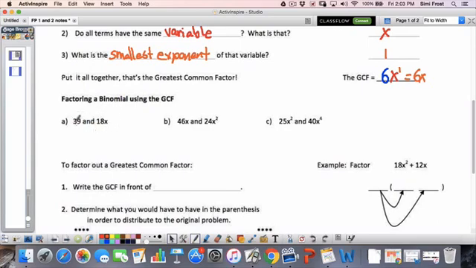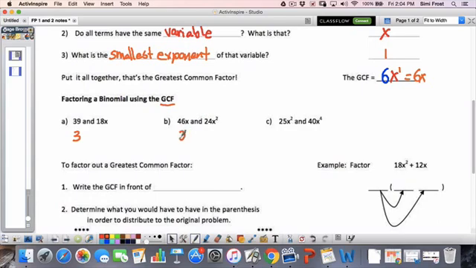So what is the biggest number that goes into both 39 and 18? Well, the biggest number that goes into both of them would be 3. And then do we have a common variable, the same letter in both of them? Well, we have an x here, but we don't have an x here. So 3 is going to be the GCF in this A. All right, what is the biggest number that goes into 46 and 24? I'm going to pause for a moment, you think about it.